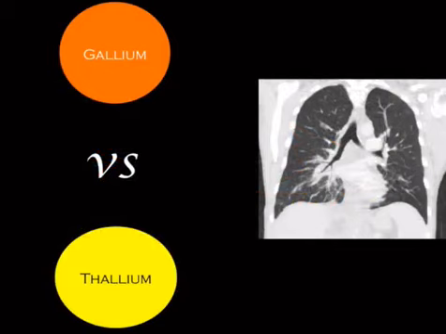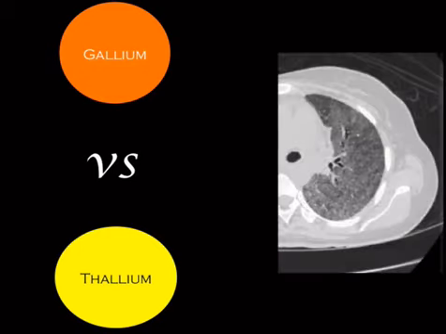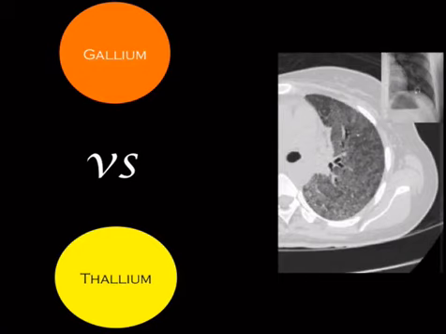So let's blitz through some nuclear correlations to these two cases. So gallium versus thallium is a really good this versus that. They sound similar. People get them confused. So here's our Kaposi's case. Gallium cold, thallium hot. As opposed to our PCP case, which is thallium cold, gallium hot.